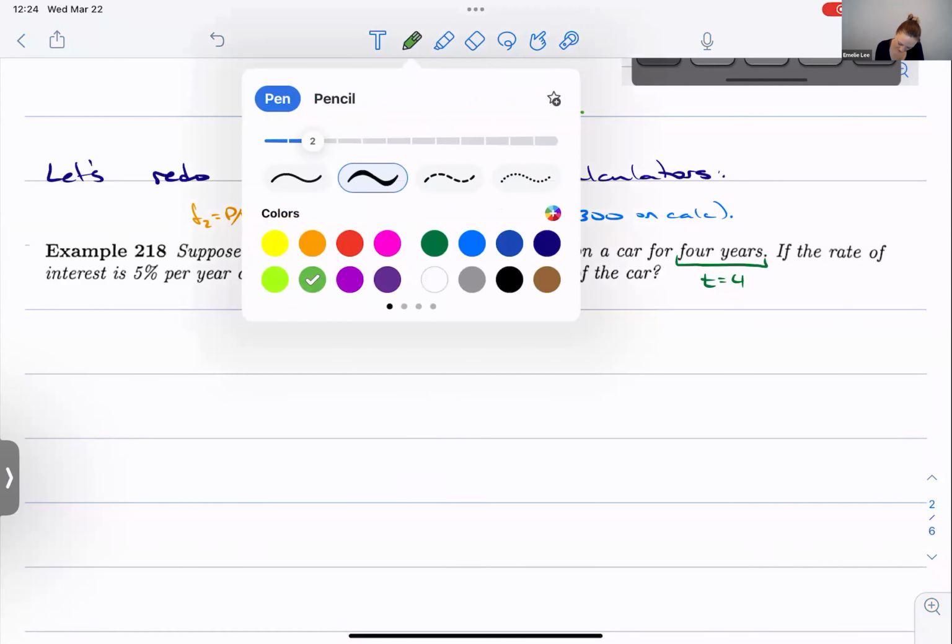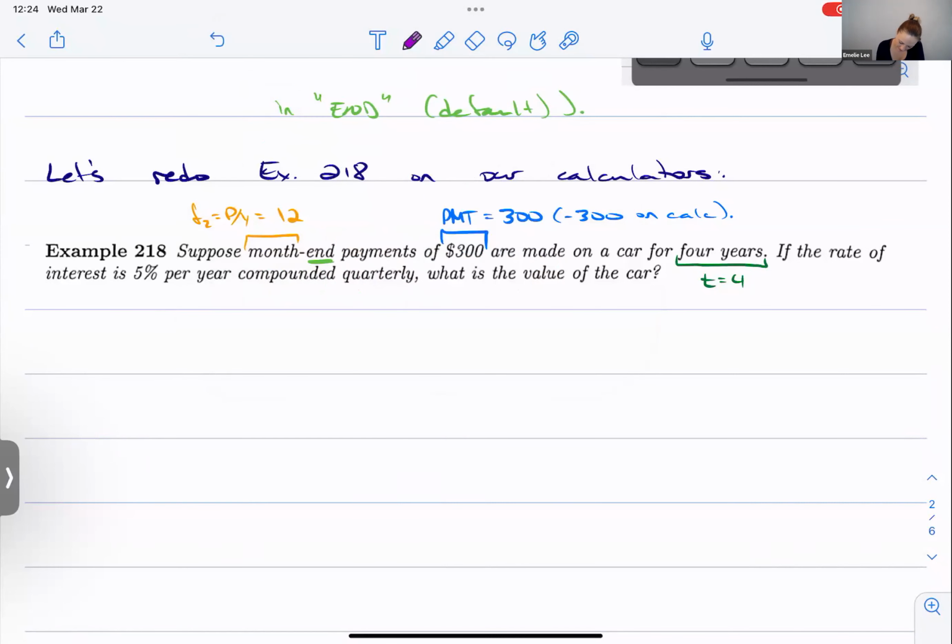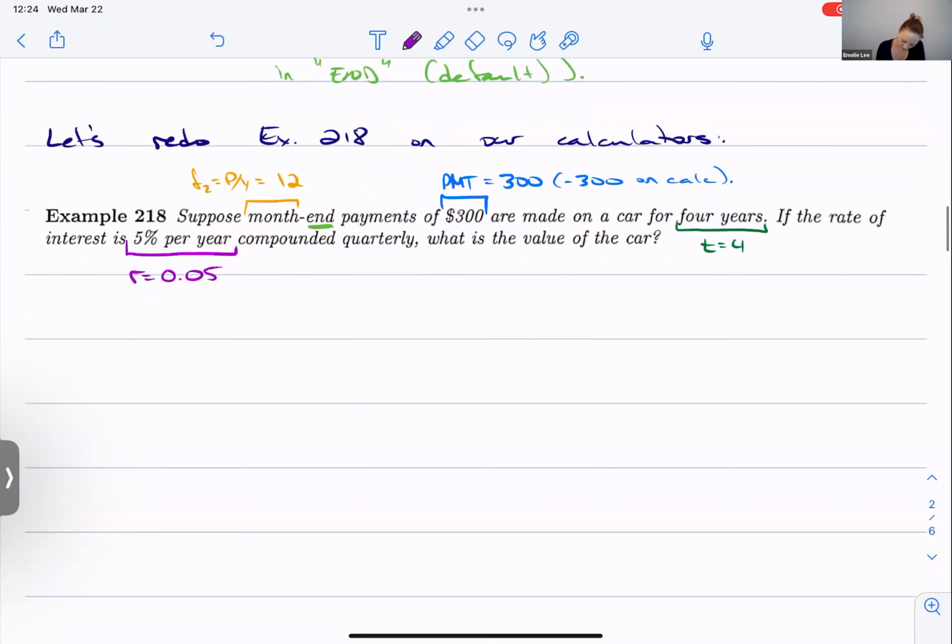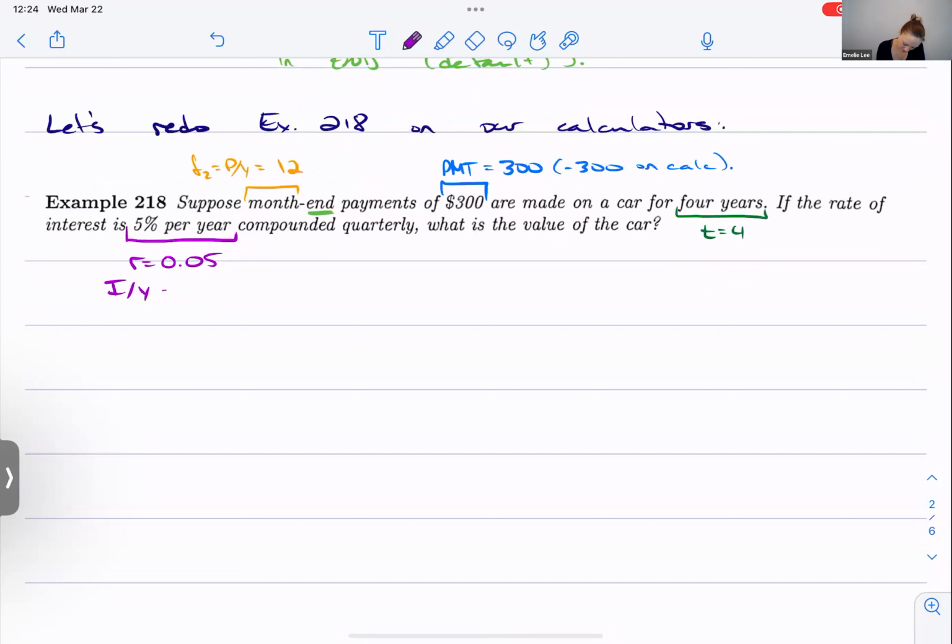Now we can deal with the interest. So the interest is 5% per year. So R is 0.05, but the interest per year is 5 in terms of the calculator inputs, and compounded quarterly. So then the compoundings per year, which used to be F1 in our calculations, F1 is the compoundings per year, which is quarterly, which is 4.